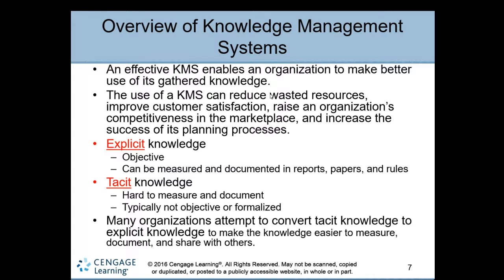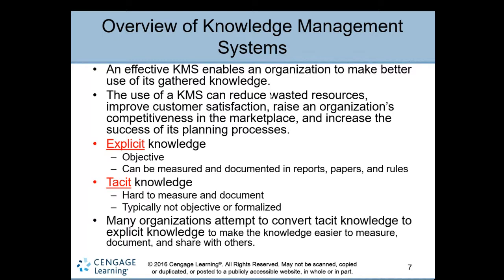Based on this, there are two types of knowledge in a knowledge management system. Simply, it is categorized as explicit knowledge and tacit knowledge. Tacit knowledge is also known as implicit. So one is explicit and the other is implicit. So what is explicit knowledge? It is objective, formalized knowledge.